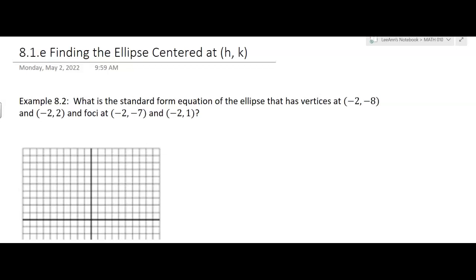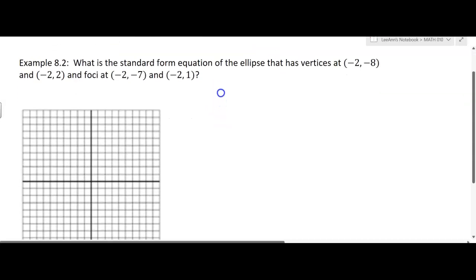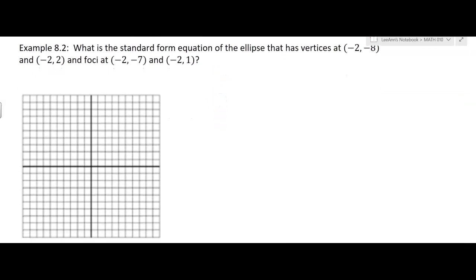They don't actually graph it, but I think my way is easier, but maybe just because these are integers. So, okay, I'll show you what's going on. We have vertices at (-2, -8), so we know there's a vertex down here. I have it all on there. I graphed (2, -8) by mistake. Okay, (-2, -8), let's get the right point, right there. And then (-2, 2). Those are the vertices.